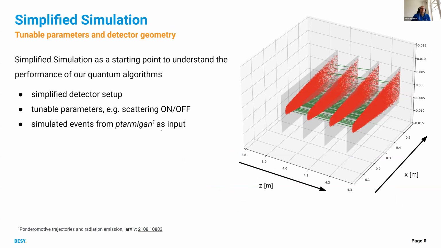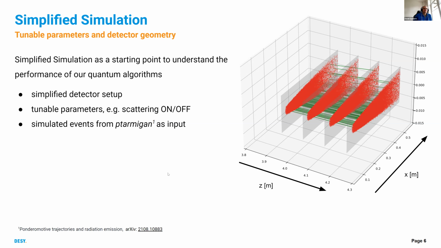As a starting point, we are using a simplified simulation, because we want to control and study the impact of physics processes and of the detector geometry on the performance of the reconstruction algorithms we are using. A modified and also a bit simpler geometry is displayed in the figure on the right. The gray rectangles are the detector layers, the tiny red rectangles are the hits on the detector, and also some tracks are shown in green.